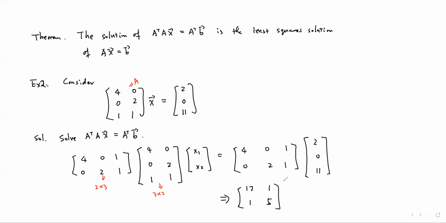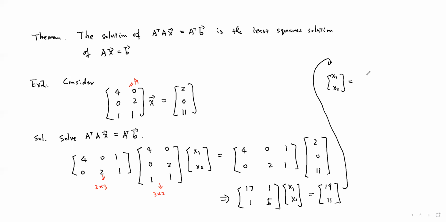Unknown. This matrix times this vector equals 19, 11. Solve this linear system for the solution. Okay, so the solution is 1, 2. This vector makes left side and right side as close as possible.